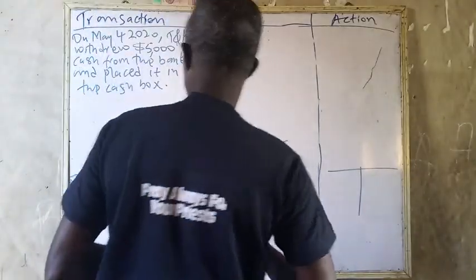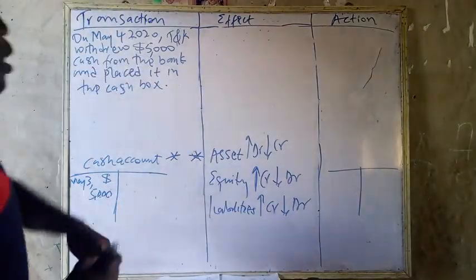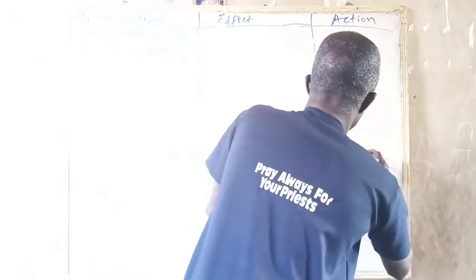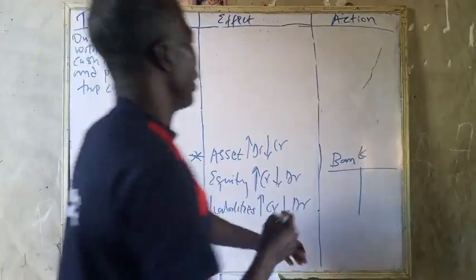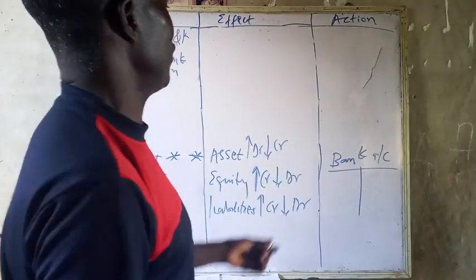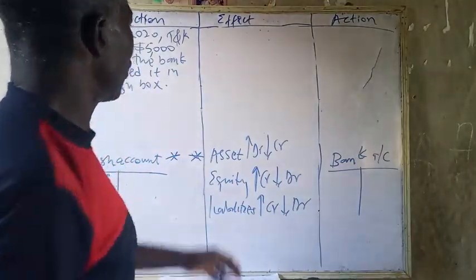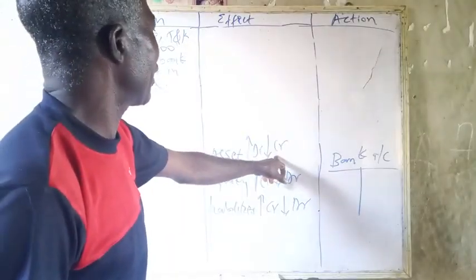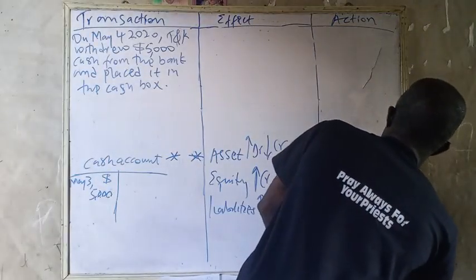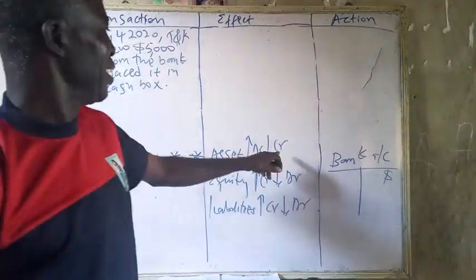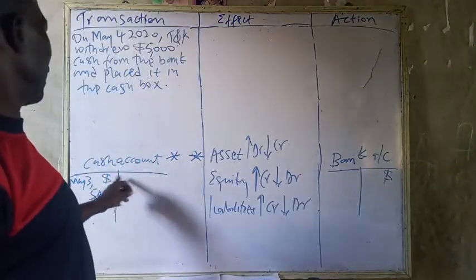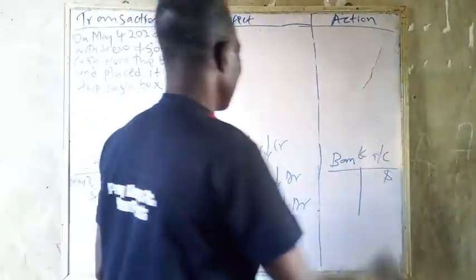If we drew money from the bank, the asset of bank has reduced. This is the bank account. So the asset of bank decreases. When an asset decreases, what do you do? When money decreases in the bank, you credit. That's the credit side, debit side. So when an asset decreases, you credit.